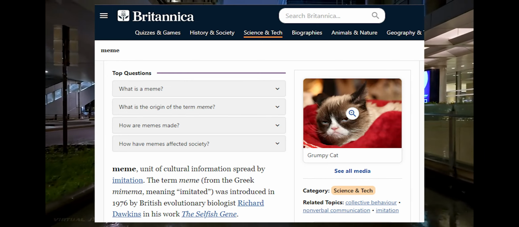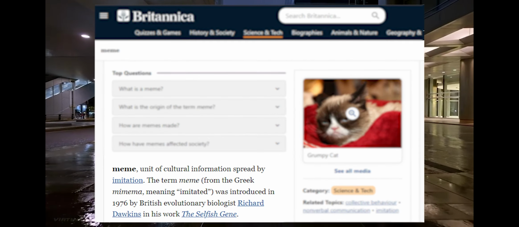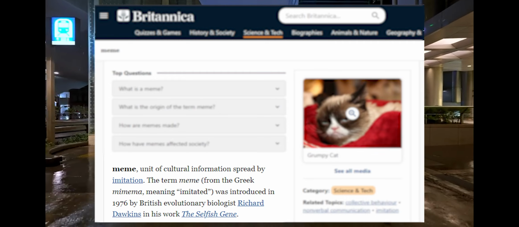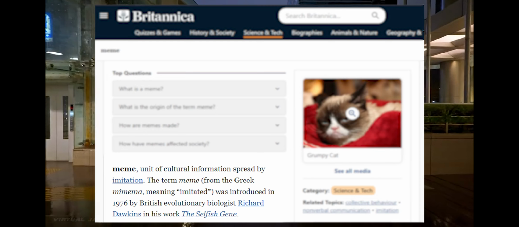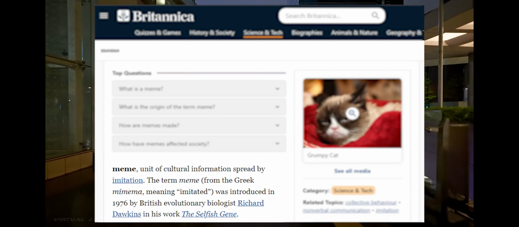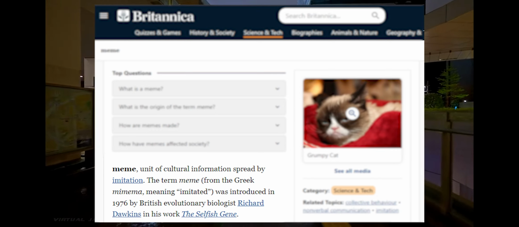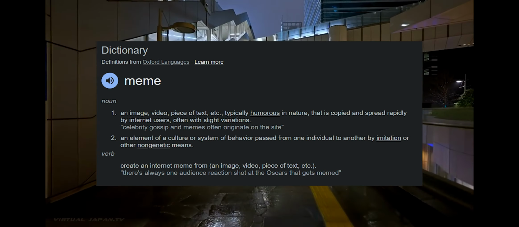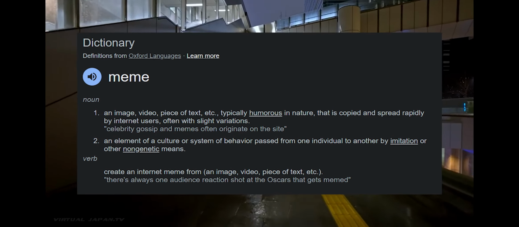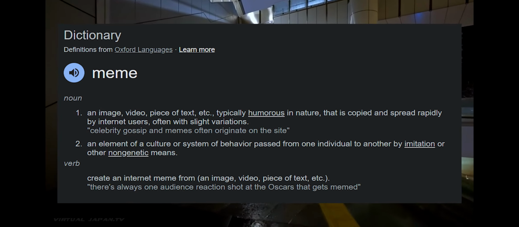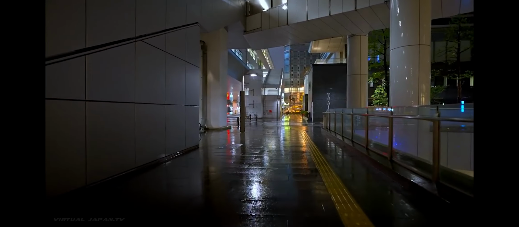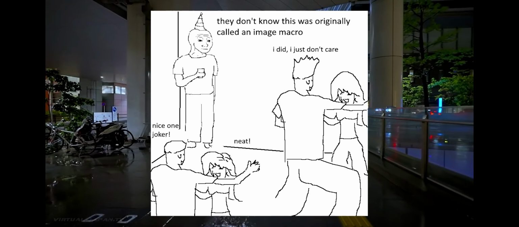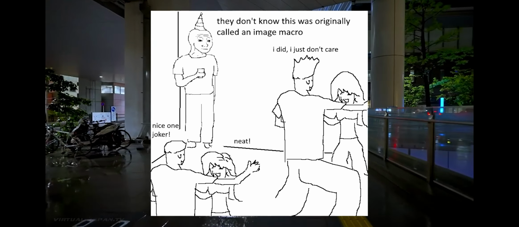Again, borrowing straight from the dictionary, meme is a unit of cultural information spread by imitation. The term meme, from Greek mimia, meaning imitated, was introduced in 1976 by the British evolutionary biologist Richard Dawkins in his work The Selfish Gene. Its true definition is both strict and loose enough to allow for a myriad of interpretation. If you want to make friends at parties, you can go around informing everyone that a lot of what we call memes used to be more specifically called image macros.